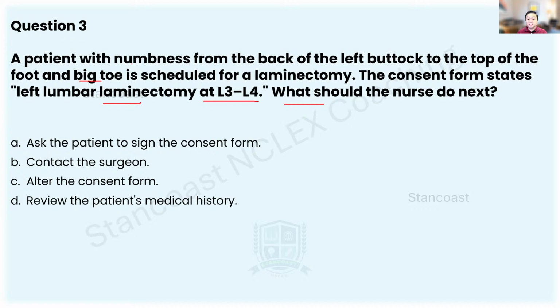Okay, this is quite a difficult question. It really is. You need to identify the different levels and also the manifestations here. So let me eliminate letter D. What is in letter D? Review the patient's medical history. Take note, guys, about the consent. It's stating left lumbar laminectomy at L3, L4. But the patient is manifesting numbness from the back of the left buttock to the top of the foot. Remember, these are signs of radiculopathy, right?